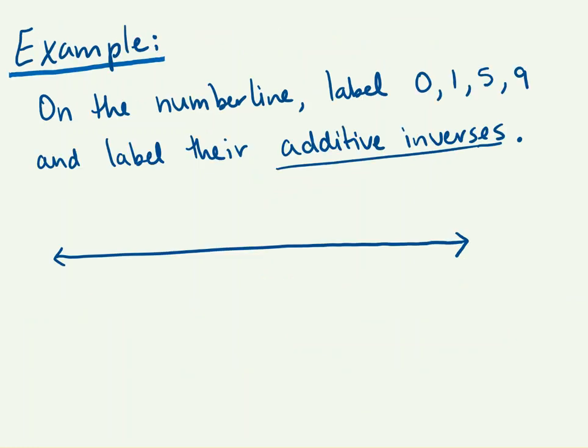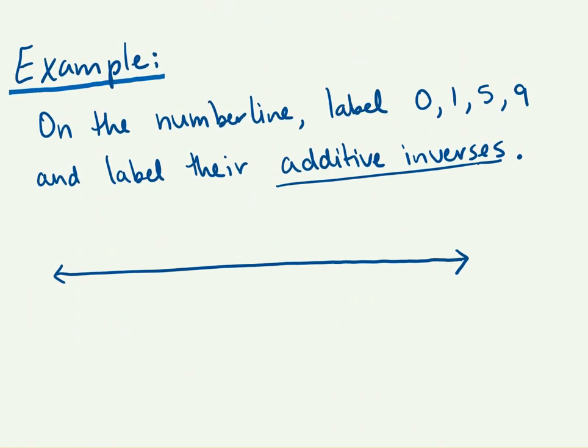So in this example, we're going to ask to label 0, 1, 5, and then 9, and then also label their additive inverses. Let's first place these on the number line. Remember, with the number line, smaller numbers go to the left, larger numbers go to the right. So we might first place 0 here first. So 0, 1, try to pay some attention to scale, 5, and then 9. And then let's one by one find their additive inverse.